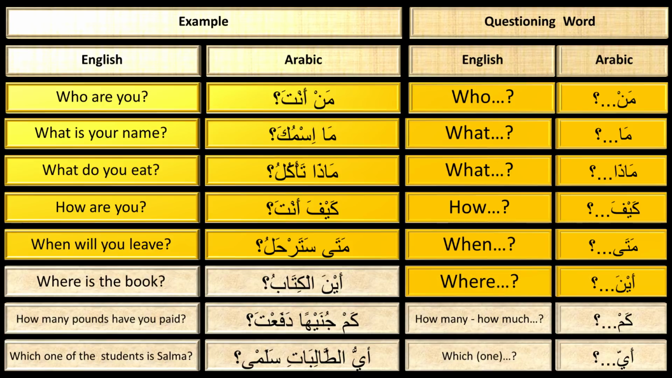أين؟ Where? أين الكتاب؟ Where is the book? كم؟ How many or how much? كم جنيها دفعت؟ How many pounds have you paid? أي؟ Which or which one? أي الطالبات سلمى؟ Which one of the female students is Salma?